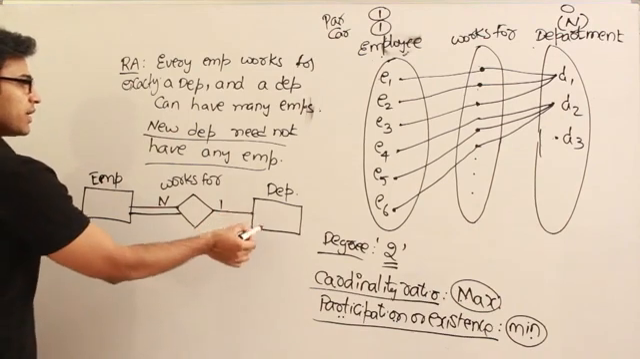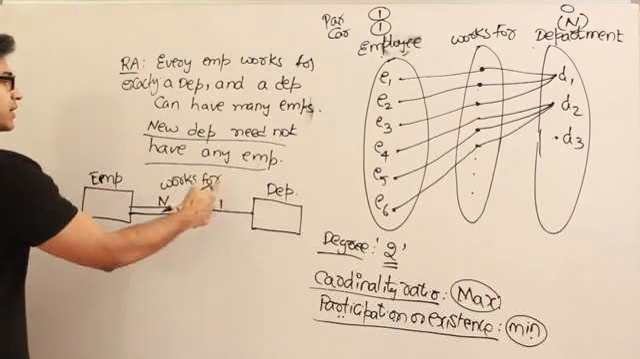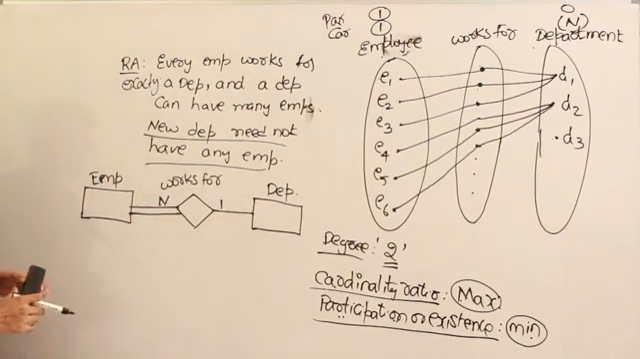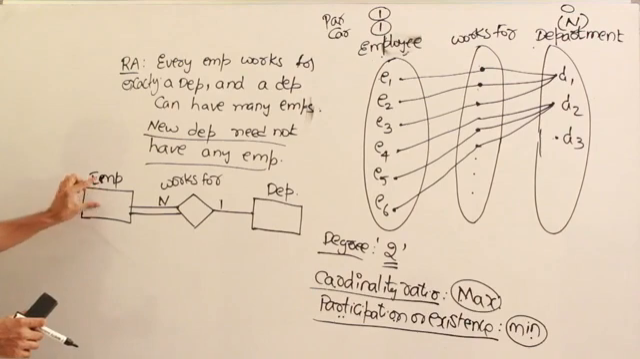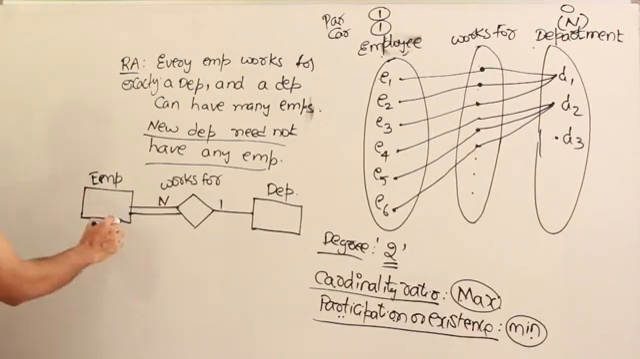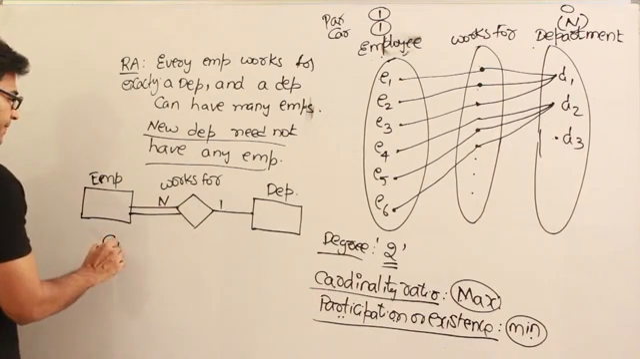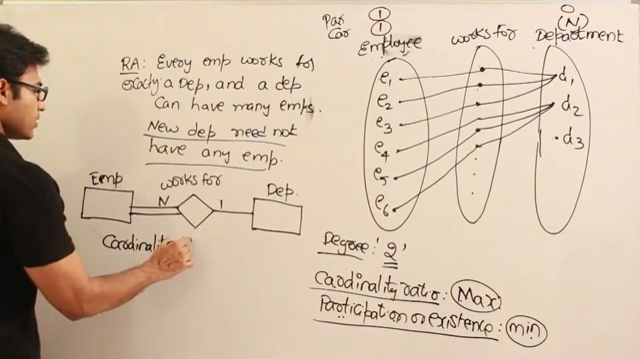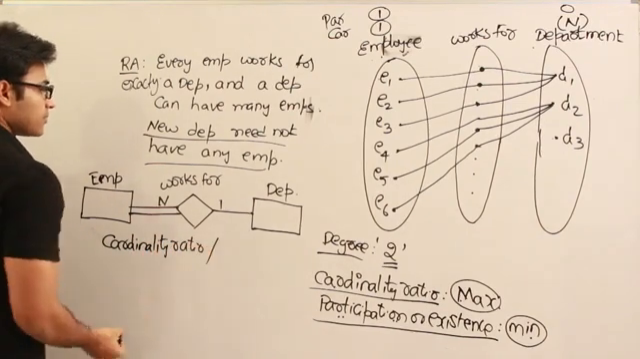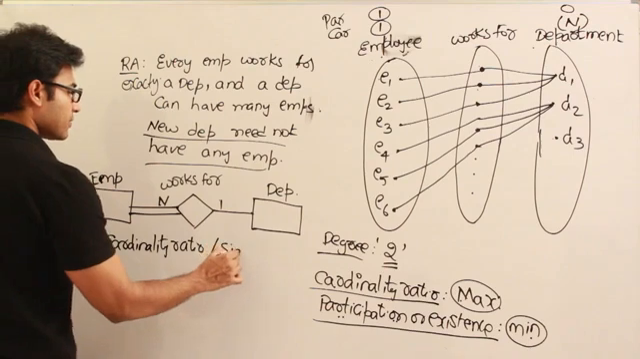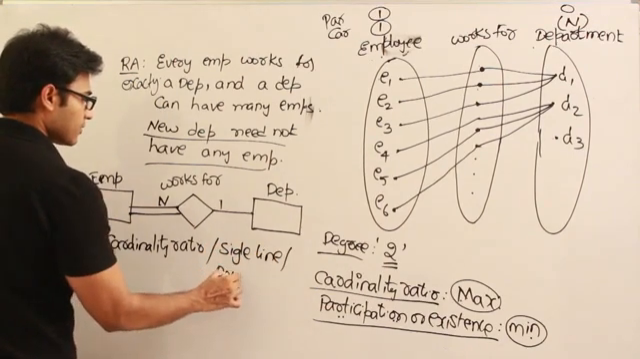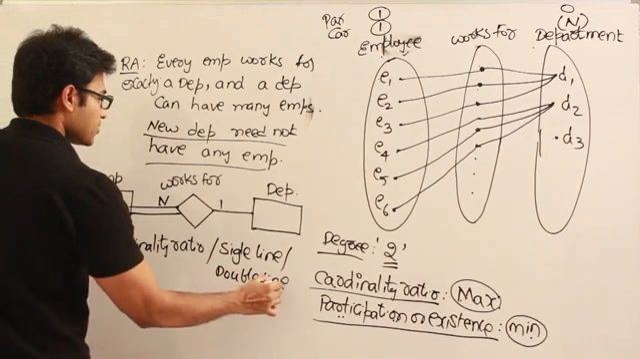What is partial? If some of the entities are not participating in the relationship, then it is called partial. This is called total participation. What is total participation? If all the entities of this set are participating in the relationship, then that is called total participation, right? And this representation is also called cardinality ratio, single line, double line representation of ER diagram.